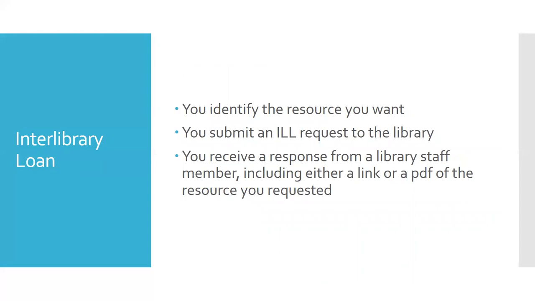So the ideal electronic ILL would work like this. You identify the resource you want, you submit an ILL request to the library, and then you receive a response from the library staff member, including either a link or a PDF of the resource that you requested. Not every single ILL request goes as planned, but the library will attempt to help you as best we can, including sometimes purchasing an ebook copy of a resource if it is available.